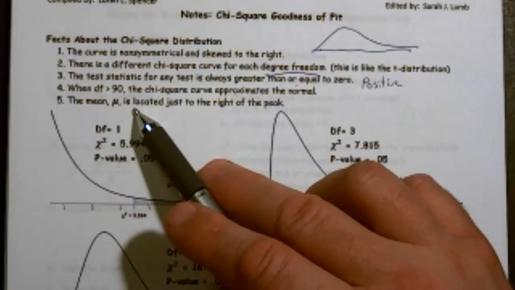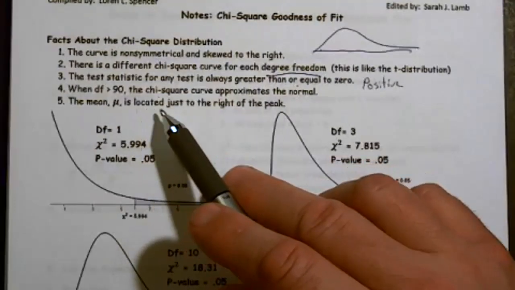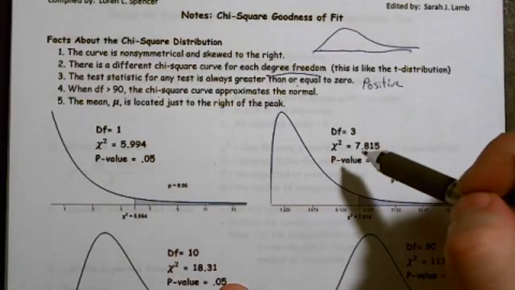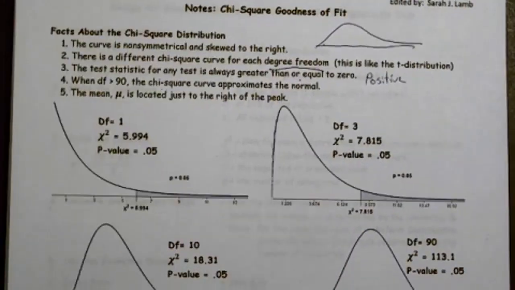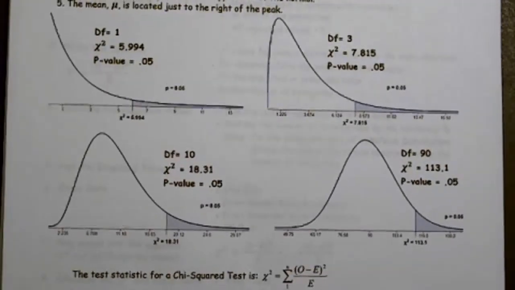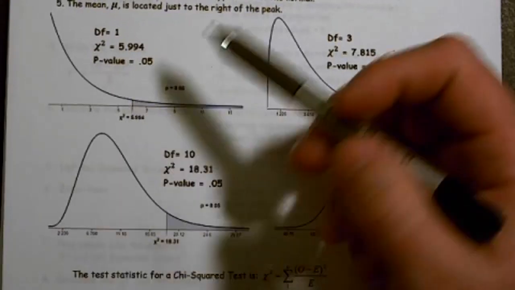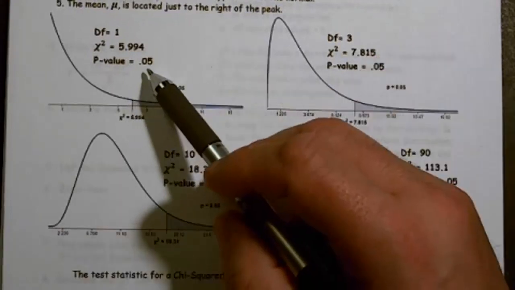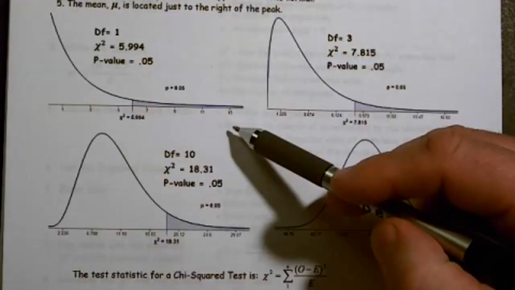And because it's skewed, the mean is typically located to the right of the peak. When it's about 90, it gets pretty close to the peak, but it's always to the right of the peak. So I have here 4 different chi-squareds with different degrees of freedom. In all cases, we kept a p-value of 0.05, but this is a degree of freedom of 1, and we see it's very skewed to the right.